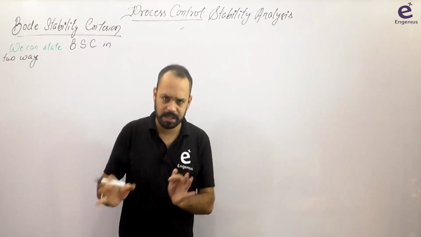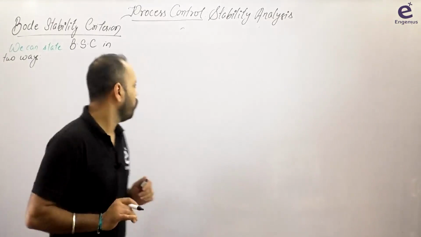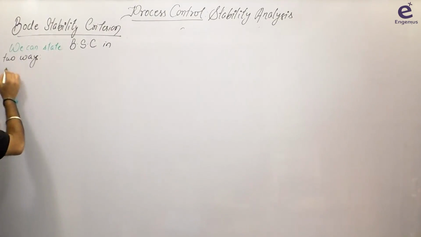I'll tell you step by step how to check, how to use, how to apply the Bode stability criteria. First of all, let me write the statement. Even statements are asked in the examination in two ways. So a system is said to be stable.